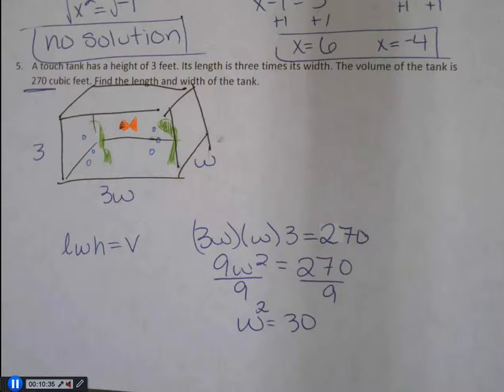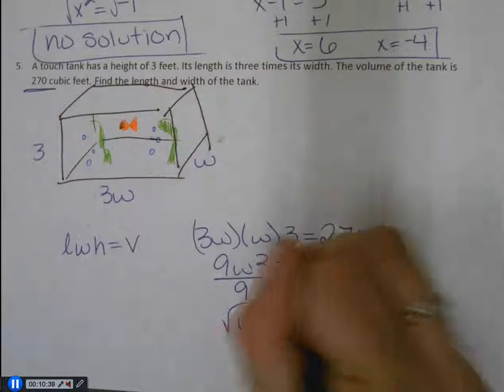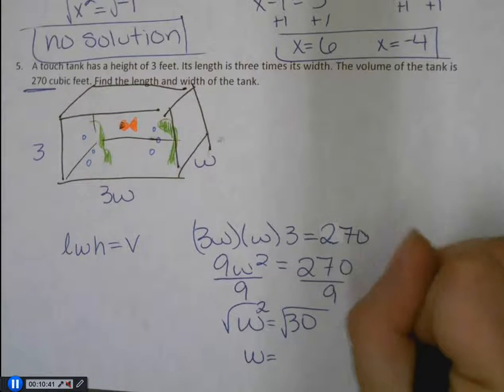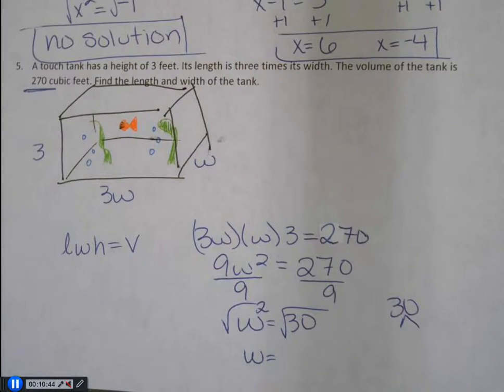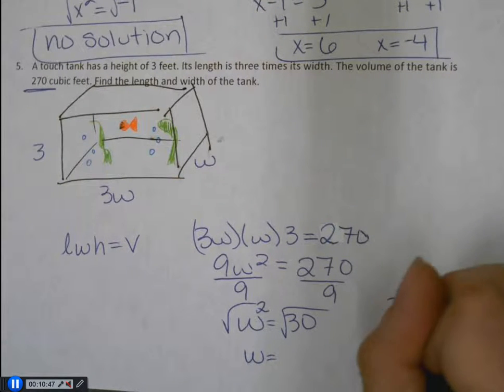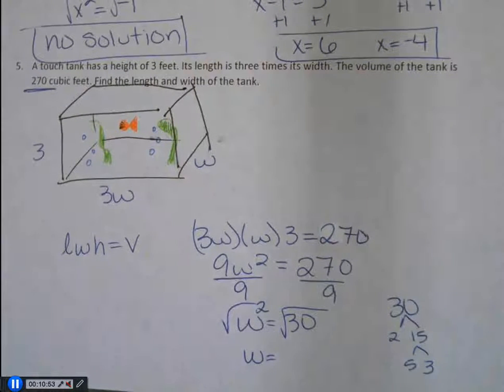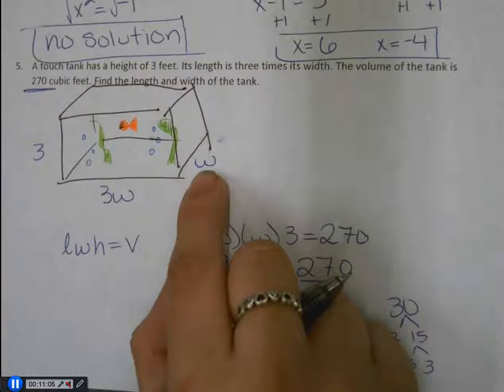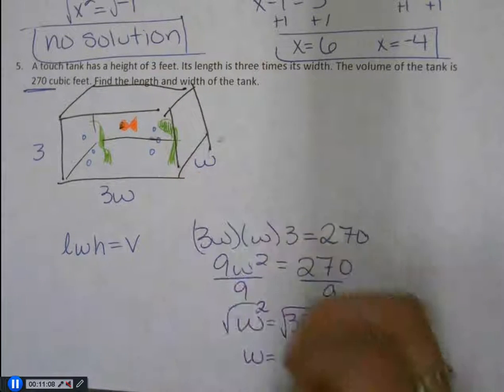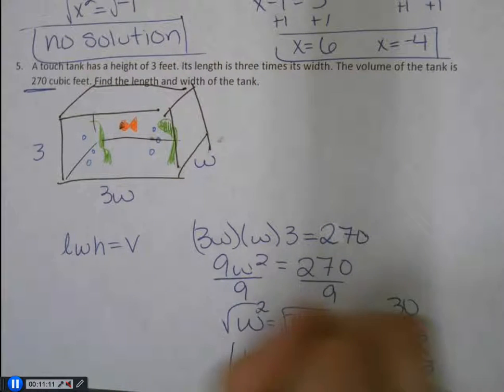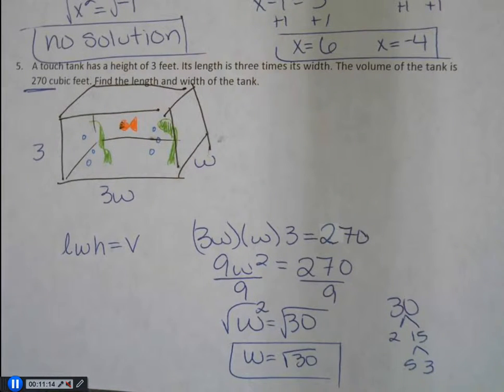Okay, then what? So what are my factors of 30? Factors of 15? 5 and 3. Can I do anything with that? No. When I write my answer, should I write plus and minus? Why not? If I'm measuring a fish tank, can I have a negative width? No. So that's why it's only positive, because in real world problems, you can't measure things negatively. So just the square root of 30 is my answer.